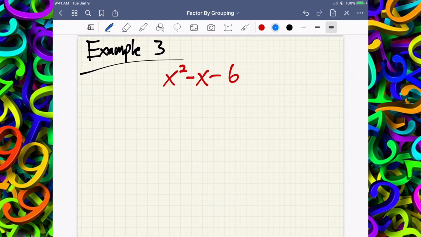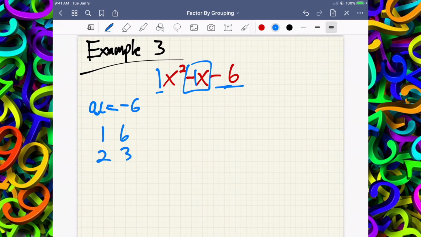Again, a is 1 in this case, times c. It's negative 6, so a times c, we're going to get ourselves negative 6. We're going to look for all the factors that add up to negative 1. So we have 1 and 6. One of them is negative. Those aren't going to add to negative 1. If we have 2 and 3, and the 3 is negative, now we get negative 1.